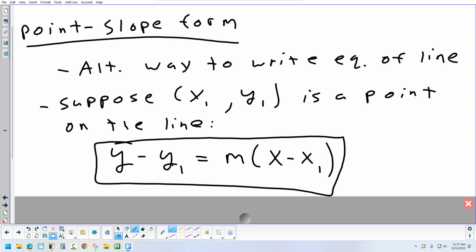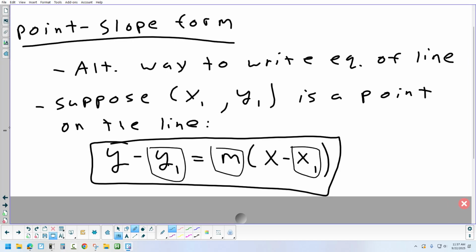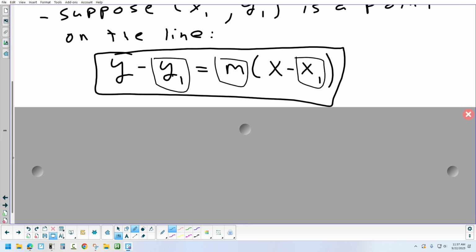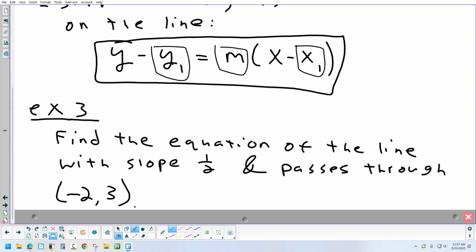So it's y minus y1 equals m times x minus x1. You fill in for this, for that, and for that. Those are the three things you have to plug in for. The x1 and the y1 are a coordinate you're given, and the m is the slope. So find the equation of a line that has a slope of 1/2 and passes through the point negative 2, 3.